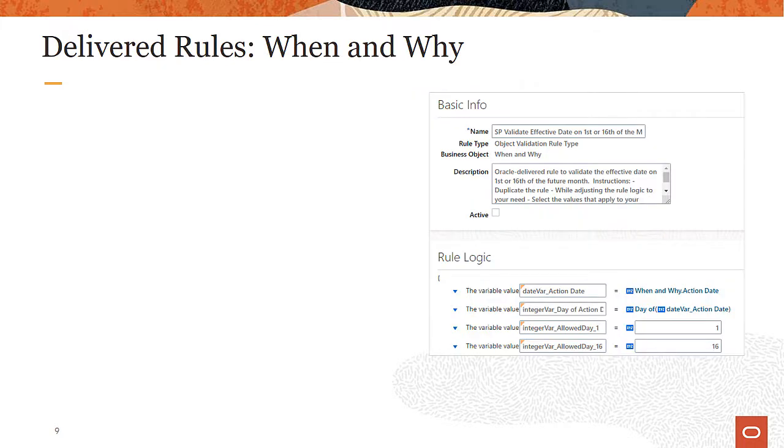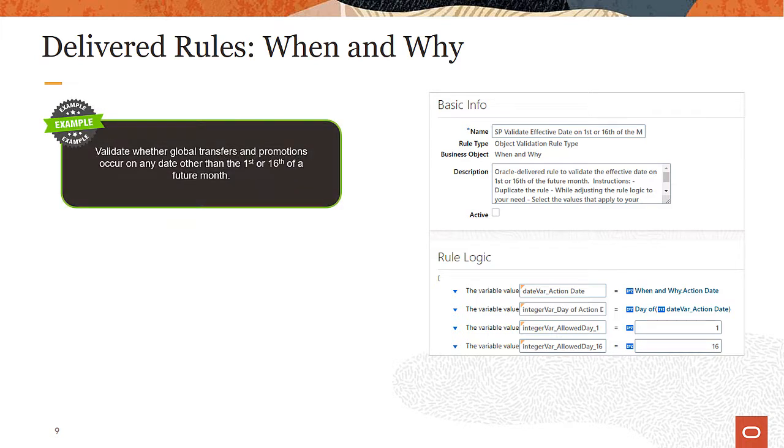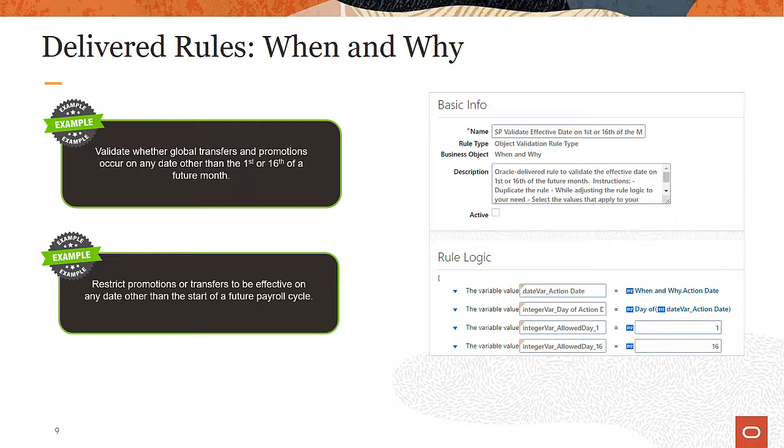Now we'll take a look at a few examples of the delivered rules. First, we'll look at the when and why business object. The when and why business object contains information related to the date, name, and reason for an action based on the action occurrences table. One delivered rule validates that transfers and promotions occur on any date other than the 1st or 16th of the month. Another delivered rule ensures that promotions or transfers will not occur on the start of a future payroll cycle.